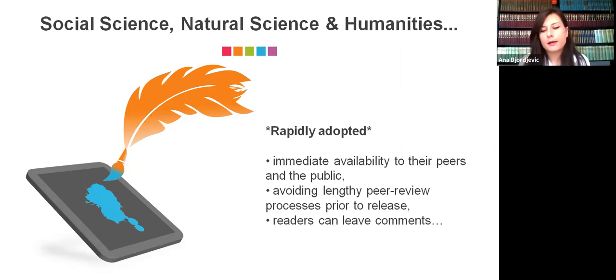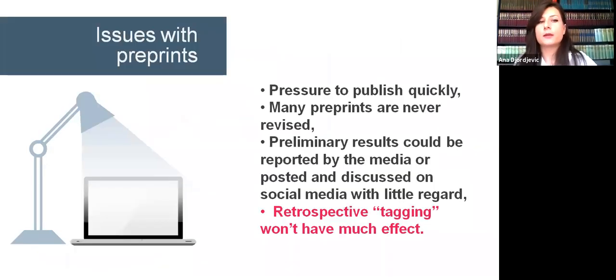preprints.ru in 2019. Preprints are immediately available to their peers and the general public. A good thing is avoiding lengthy peer review processes prior to release, and also communication with scientists is on a high level in the environment of preprint servers. All readers can leave comments and discuss every single paper. It is really important. Most preprints are given a DOI, so they are easily cited in other research papers.